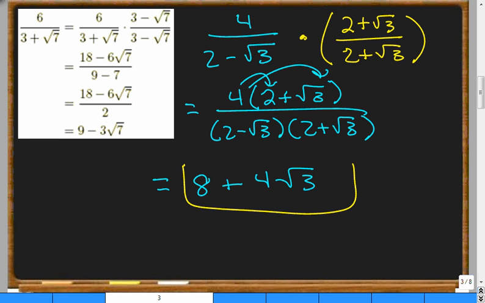So the main key here is just identifying the right kind of conjugate to multiply by, and then doing your operations correctly.